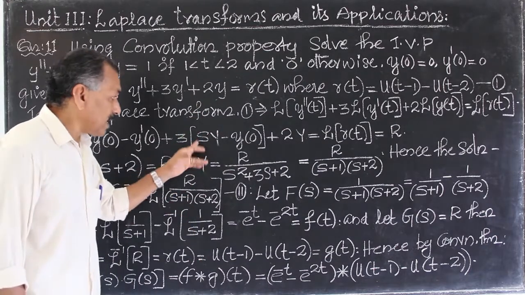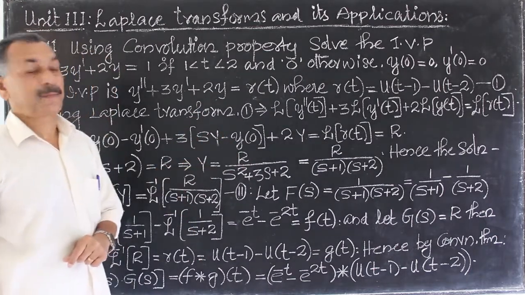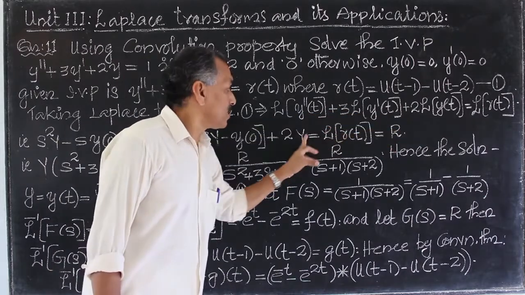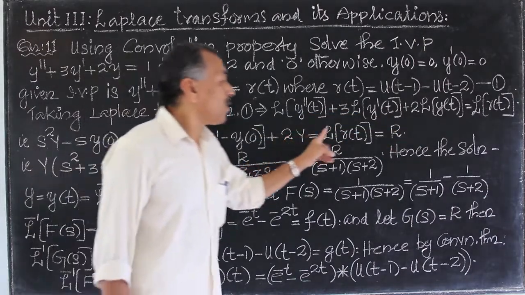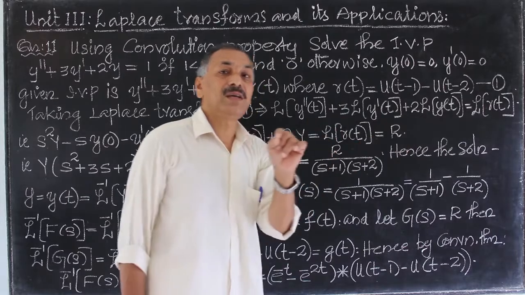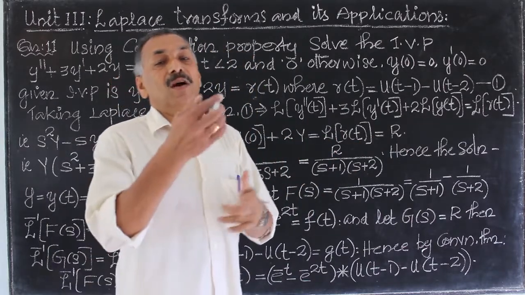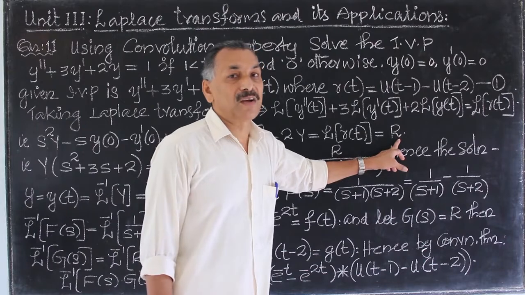L of y dash is equal to s into Y minus y of 0, plus 2 into the Laplace transform of y, which is capital Y, equal to L of r of t. What do we do with L of r of t? It is kept as capital R, because when we apply the convolution theorem we need L inverse of R.